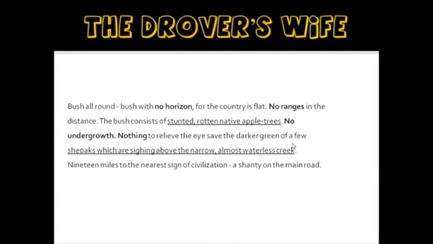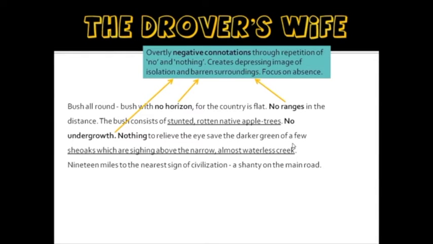So let's look at the opening paragraph of the story, The Drover's Wife. It's quite atmospheric and really establishes the setting in the Australian bush. Lawson chooses to focus on hardships, and this is shown through the very negative connotations at the very beginning. There is repetition of no and nothing, and we have quite a depressing image of the surrounding environment that is isolated. There is a focus here on absence, so that repetition of no and nothing creates that effect.